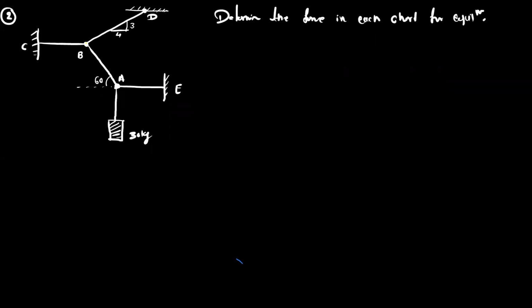So here we have 2 points for the equilibrium. One is the point B and the second is the point A. So the weight of 30 kg is connected to the point A, so you can draw the free body diagram for point A.